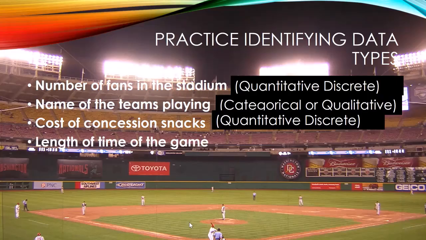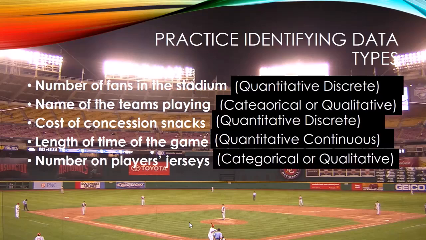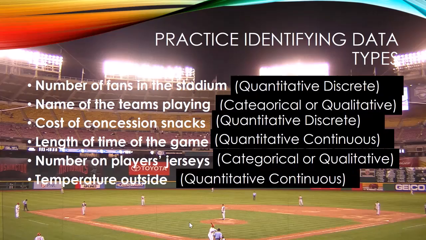How about the length of time of the game? Is that a label, a count, or a measure? Okay, it is a measure, so it is quantitative continuous. How about the numbers on the back of the players' jerseys? Is that a label, a count, or a measure? If you said that it was a label, that is correct. How about the outside temperature? Is that a label, a count, or a measure? It's a measure, so that means it's quantitative continuous.